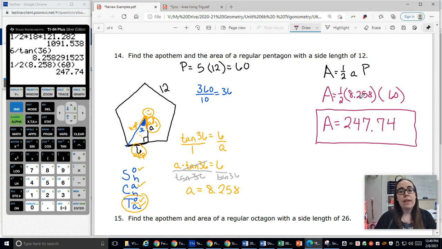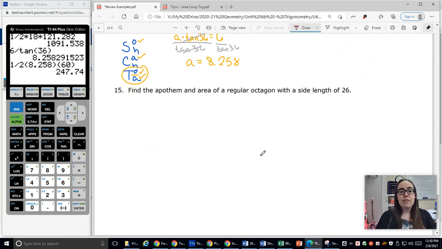Notice I still wouldn't round this. I would still keep my apothem as a decimal because you don't want to do any rounding till the very end. You want to try to keep as little rounding as possible. I know I rounded it a little bit here. If I wanted to be even more accurate, I would have typed in as much of that number as possible. But don't actually round anything to the whole number till you get to that final answer. Okay, let's look at the very last one here. Number 15.